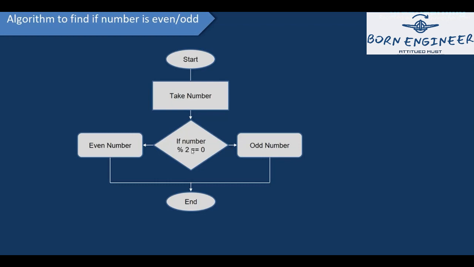Now, similarly, let's say the number is 7. Again, you'd have to do the same thing. You'll take in 7 and then you'll divide it by 2. If the remainder is equal to 0, then it's an even number. On the other hand, if the remainder is not equal to 0, then it's an odd number.